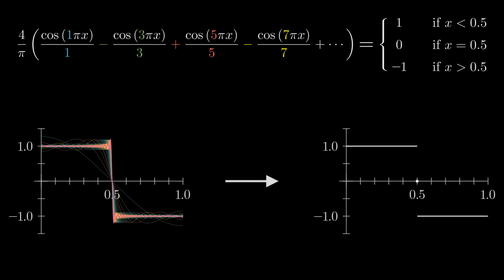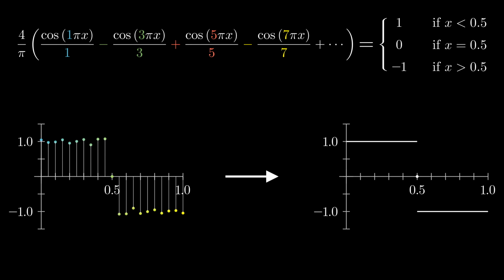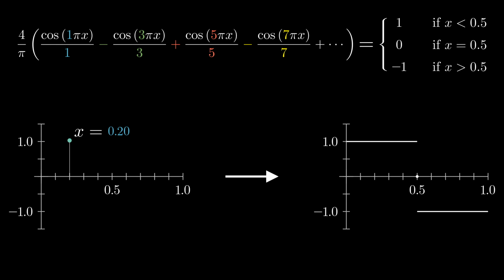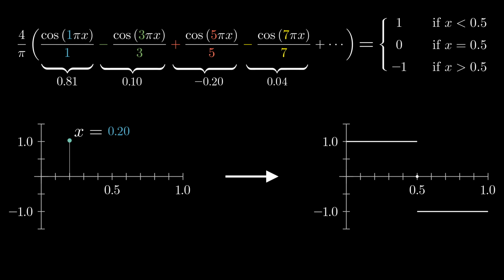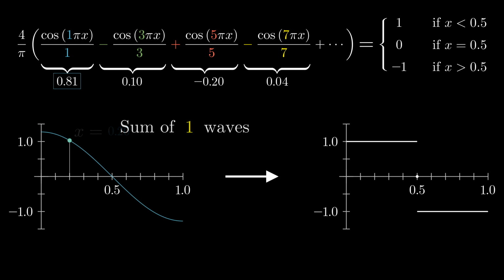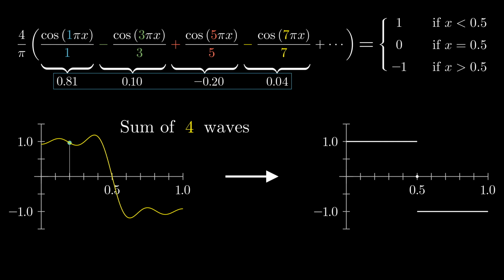With functions, you're doing the same thing, but with many different values in parallel. Consider a specific input, and the value of all of these scaled cosine functions for that input. If that input is less than 0.5, as you add more and more terms, the sum will approach 1.